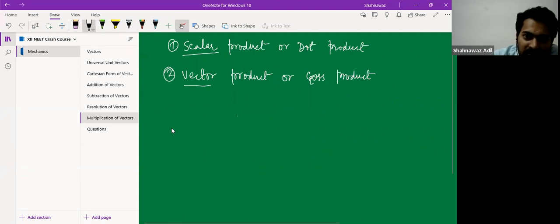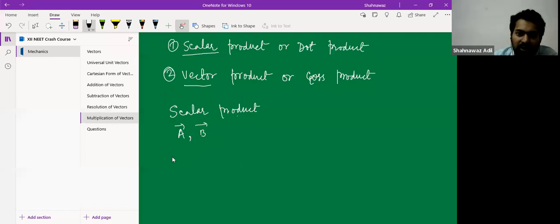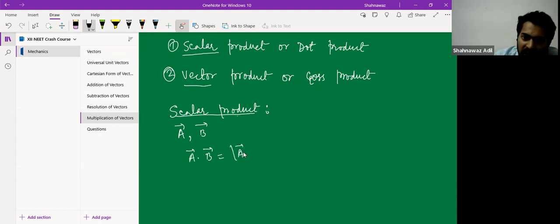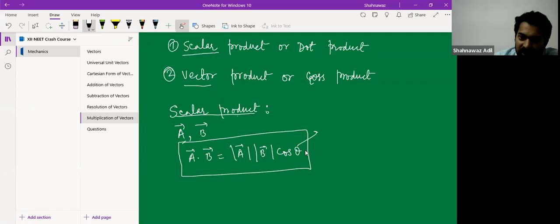So what is a scalar product? Let's say you have a vector A and you have a vector B. So the scalar product is defined like this. A dot B is the magnitude of A and the magnitude of B into cos theta, the angle between A and B. So this property comes very handy in calculating the angle between the vectors.